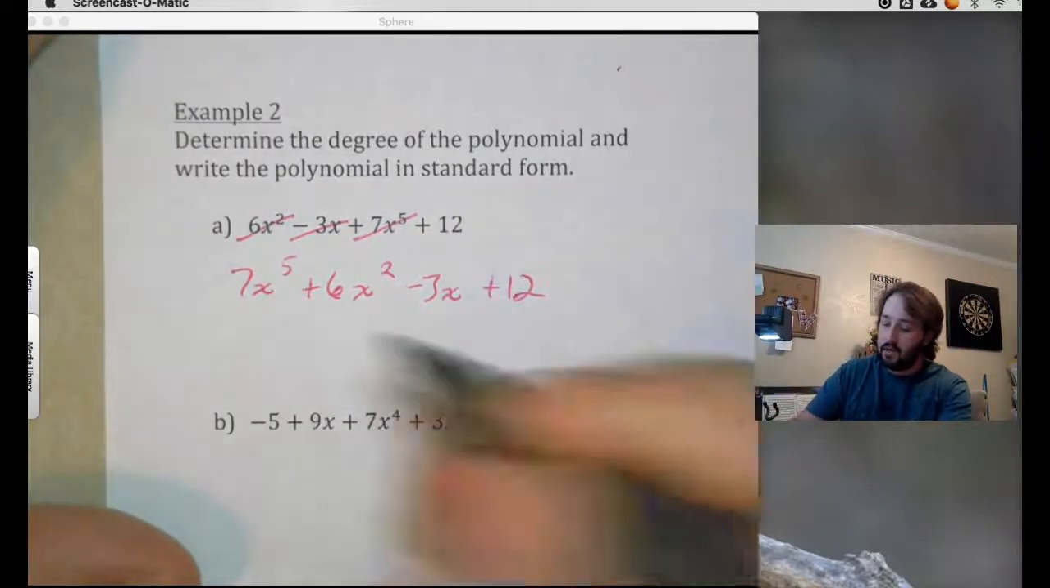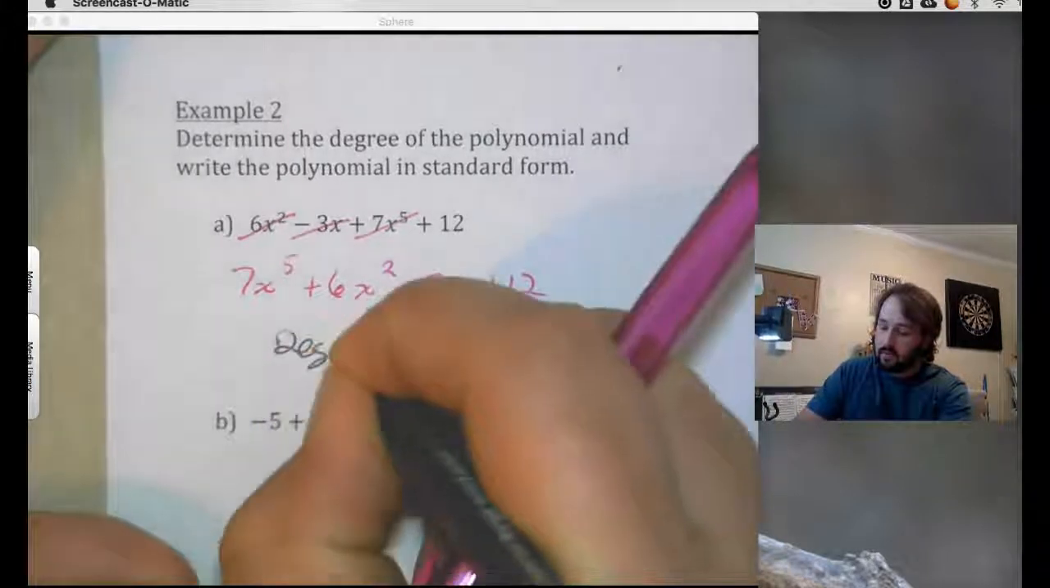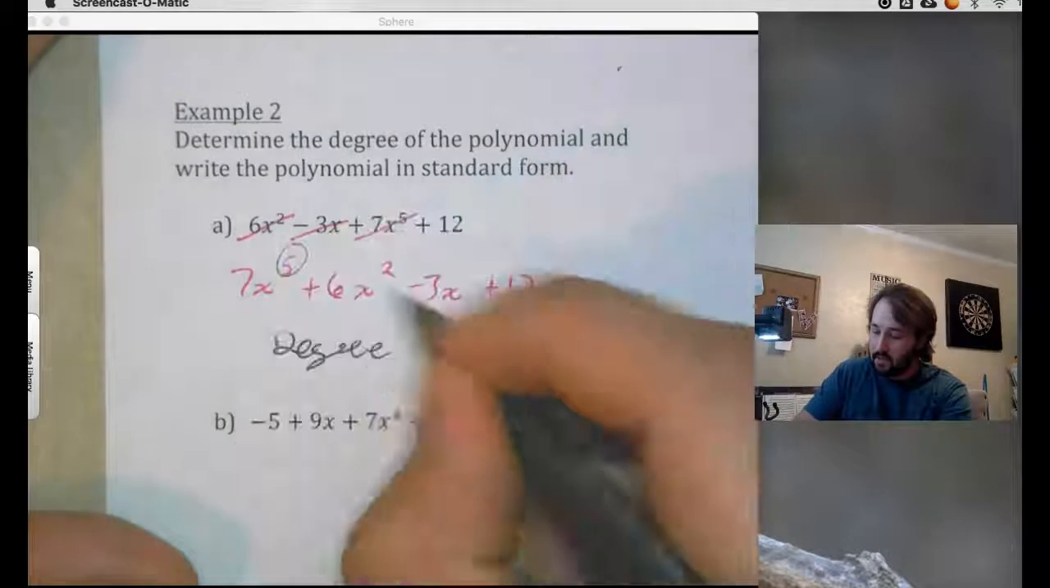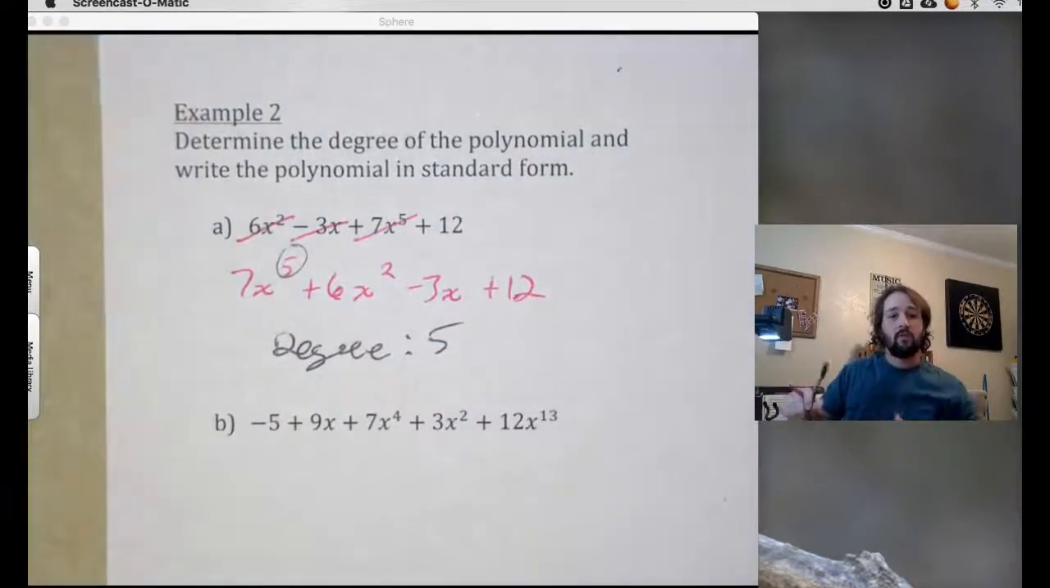Now, for the degree on this thing, the highest exponent is 5. And you'll learn later that the highest exponent tells us how many possible zeros we could have. We don't necessarily have to cross the x-axis that many times, but we could cross the x-axis up to 5 times in this one. All right, moving on.